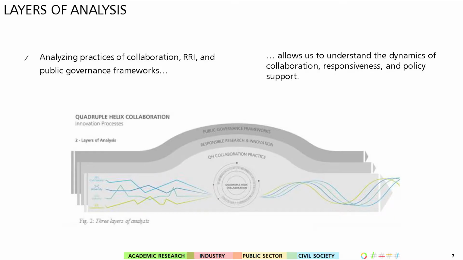What we're looking at are cases where that interaction is somehow systematized and organized, and we are very interested in also understanding how a case of quadruple helix innovation influences the broader sectoral patterns of interaction. The 3 layers of analysis that we make use of in RiConfigure are collaboration practice, responsible research and innovation, and public governance frameworks. We want to understand the dynamics of collaboration, how responsiveness vis-à-vis society is achieved, and how policy can support quadruple helix innovation.